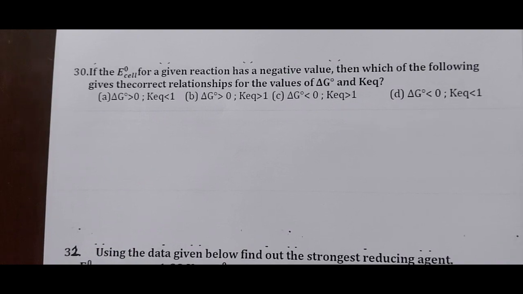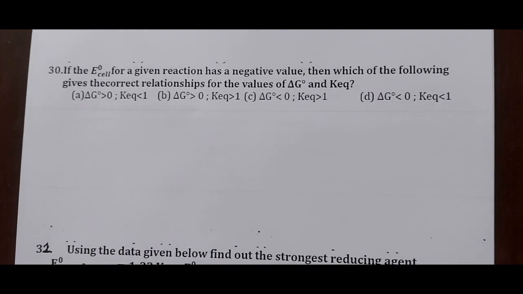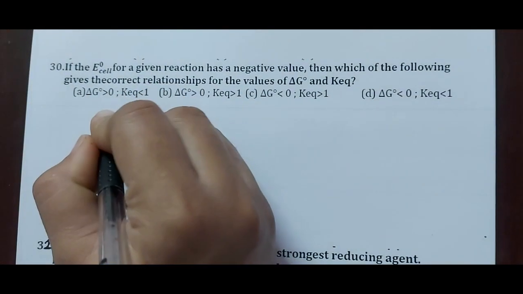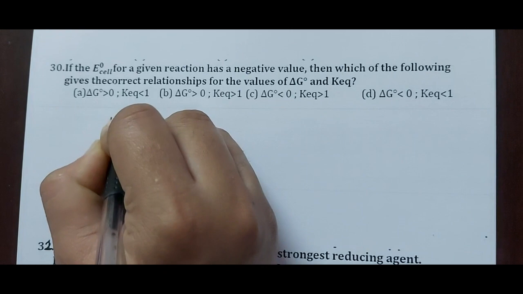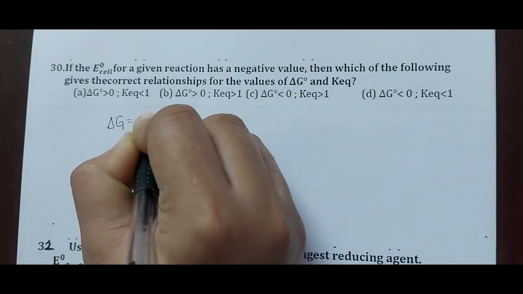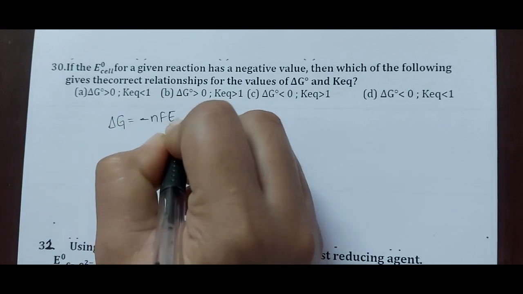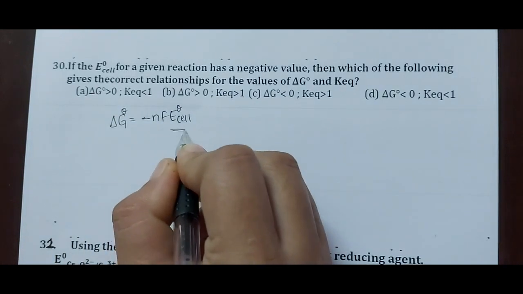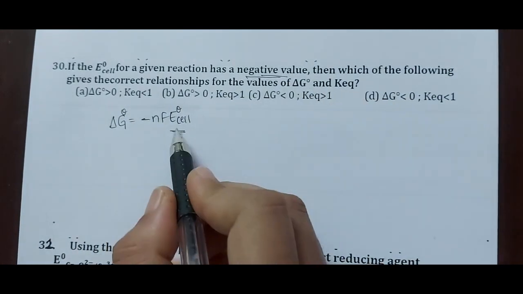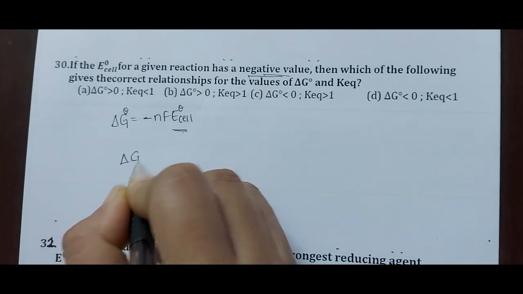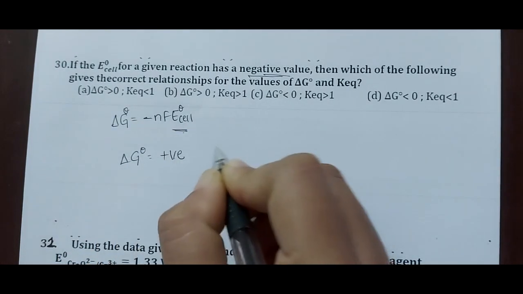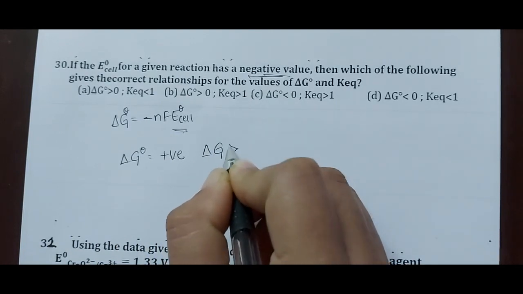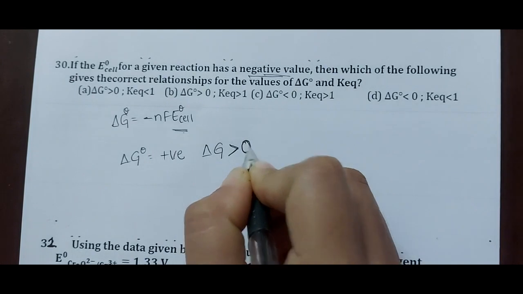Next, question number 30. If the E naught cell for a given reaction has a negative value, then which of the following gives the correct relationship for the values of delta G naught and K equilibrium? So as we have already discussed, we know the relation, that is delta G is equal to minus nFE cell, or delta G naught is equal to minus nFE naught cell. So if E naught cell is given a negative value, if I substitute here, I will get delta G naught to be a positive value. So if delta G naught is a positive value, delta G becomes greater than 0.